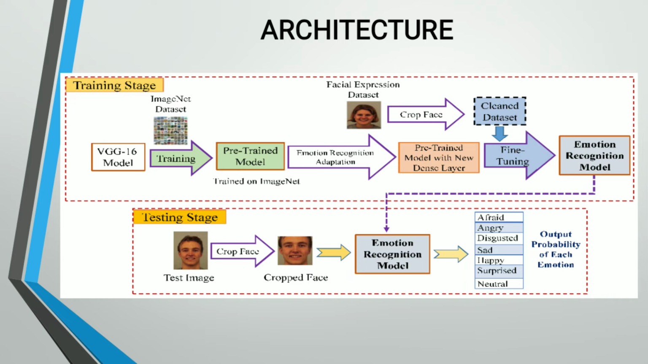Next comes the architecture. In the architecture, we can see that two stages are present. One is the training stage and the next is the testing stage. In the training stage, we need to train how the process needs to be, and in the testing stage we need to test the dataset.